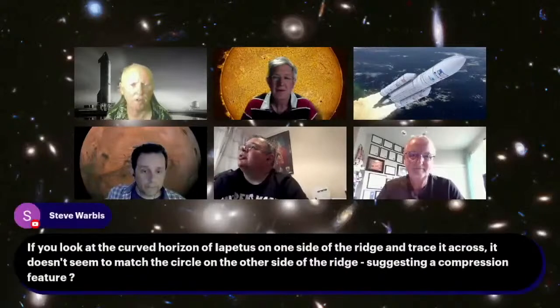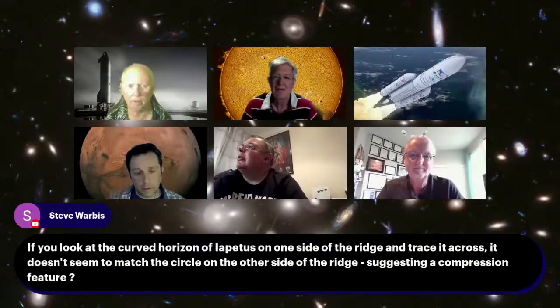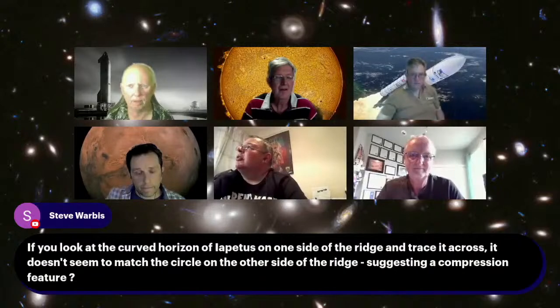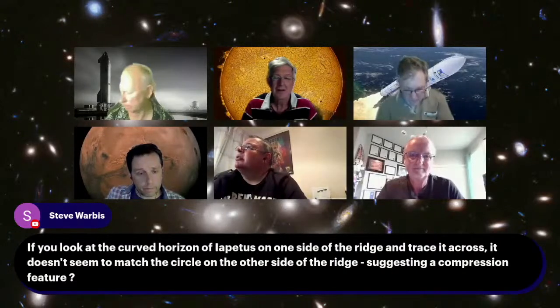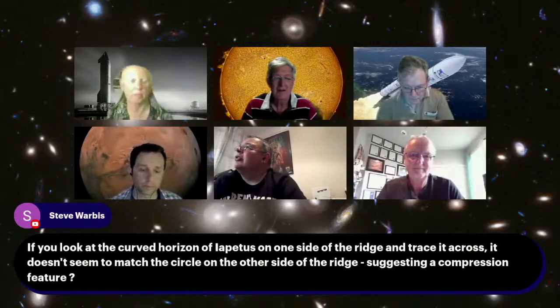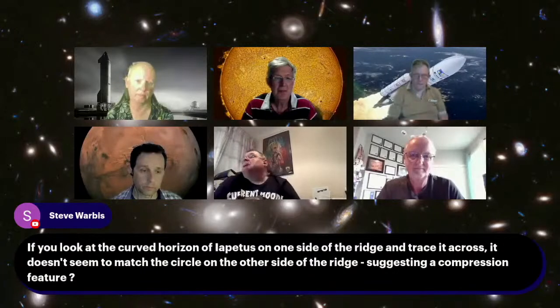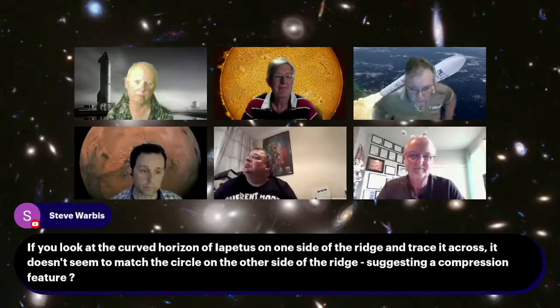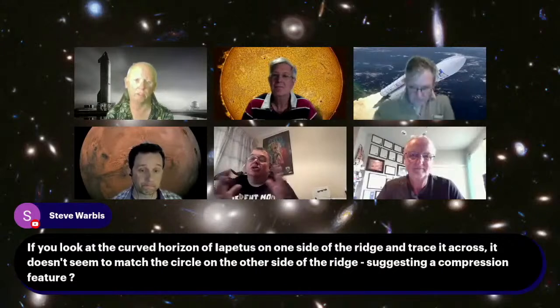Right. So, Steve's just popped in the chat, probably with a theory about that. So if you look at the curved horizon of Iapetus on one side of the ridge and trace it across, it doesn't seem to match the circle on the other side of the ridge, suggesting a compression feature. Maybe. Interesting. So you've got two things pushing together.